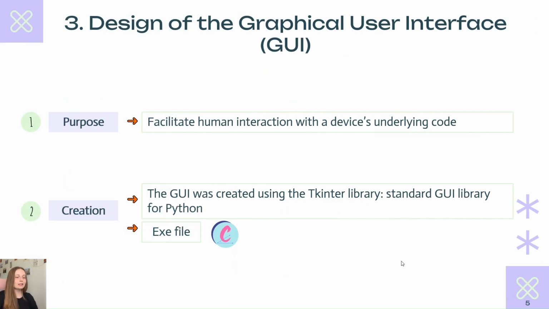Now, regarding the design of the graphical user interface, the purpose of a graphical interface is to facilitate human interaction with a device's underlying code. For creating our graphical interface, we used the Tkinter library, which is the standard library in Python for creating this kind of interface. We also developed an executable file so that the final user could access this graphical interface only by clicking this file, without having to execute the Python code behind it.